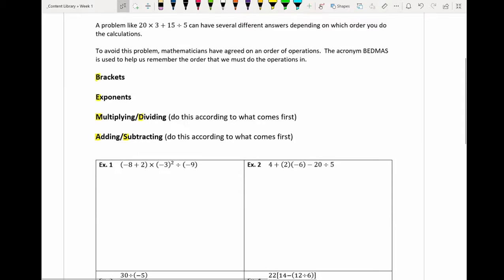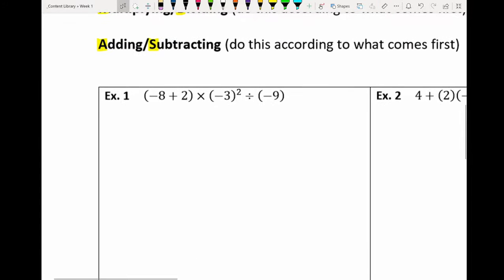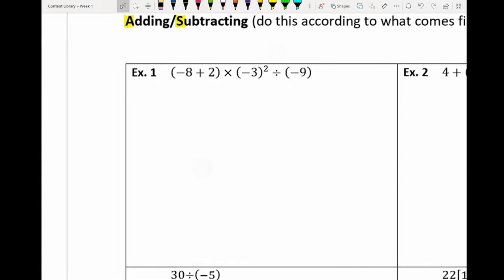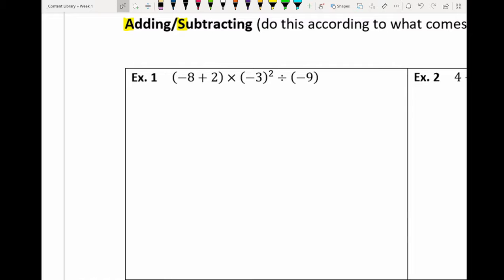So again, hopefully this is a little bit of review, but if not, we're going to go through a couple of examples that look at different scenarios where our order of operations come into play. So the first one, in example 1, we have negative 8 plus 2 times negative 3 squared divided by negative 9.